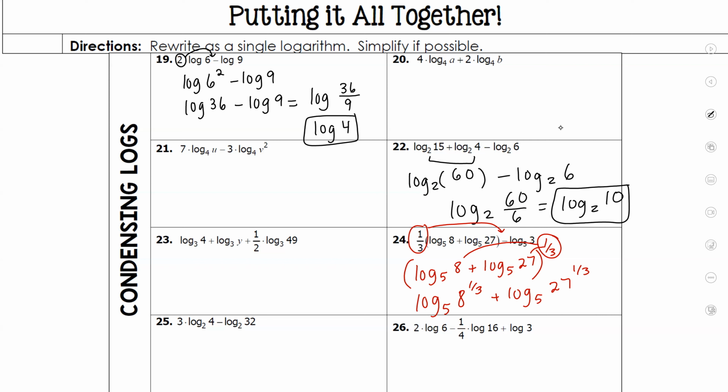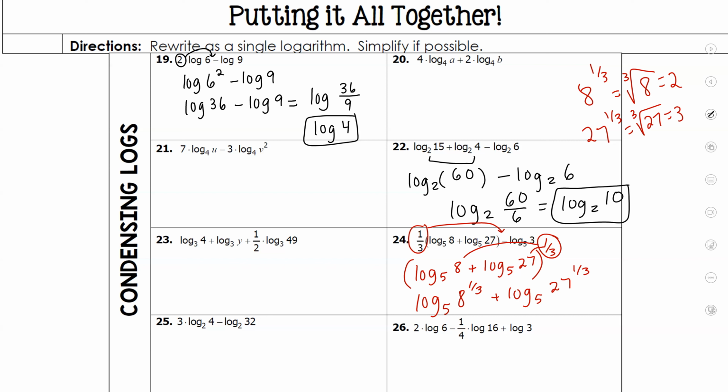Okay. Now, guys, these are cubed roots. Remember, 8 to the 1/3 can be written as the cubed root of 8, and 27 to the 1/3 can be written as the cubed root of 27. So guys, what number multiplied by itself 3 times is 8? This is just 2. What number multiplied by itself 3 times is 27? Good, because 3 times 3 is 9, times another 3 is 27. So this is just 3.